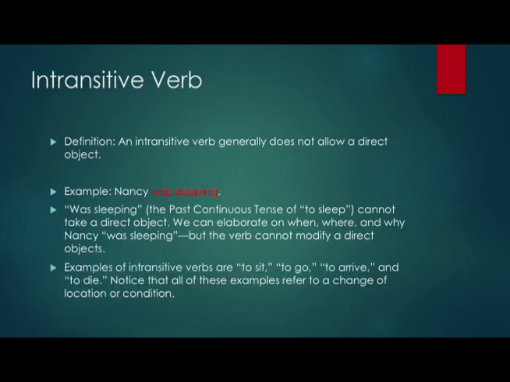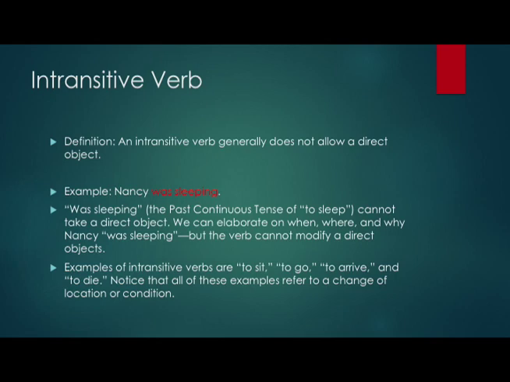An intransitive verb, on the other hand, is a verb that generally does not allow a direct object. So example here, Nancy was sleeping. So was sleeping, the past continuous tense of to sleep, cannot take a direct object. Now, we can talk about when she slept, where she slept, why she was sleeping, but the verb itself cannot modify a direct object, like to eat did. She was eating a sandwich. Okay? So examples of intransitive verbs are to sit, to go, to arrive, to die.